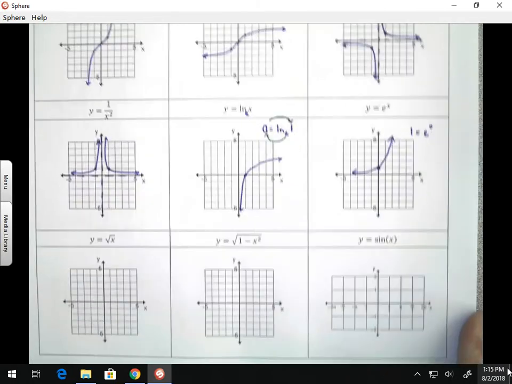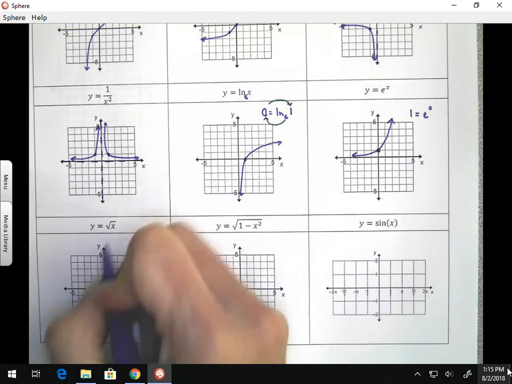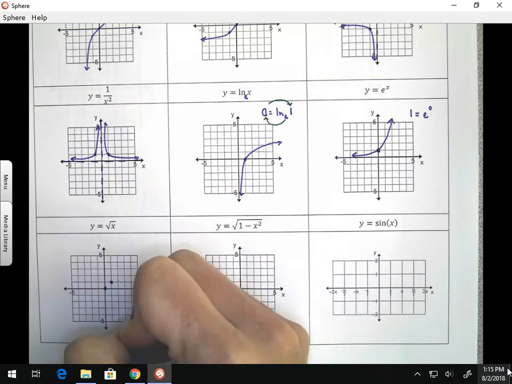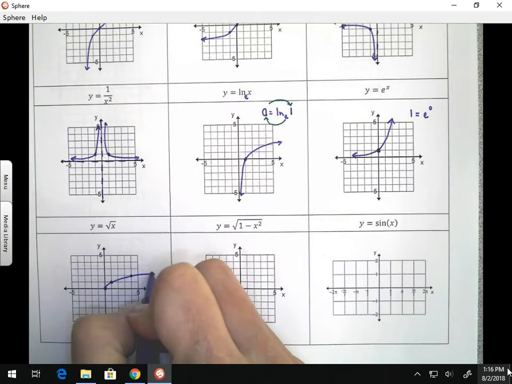Okay, square root of x. We have the point (0, 0). If I plug in 1, the square root of 1 is 1. For 4, the square root of 4 is 2. And so we have this shape.